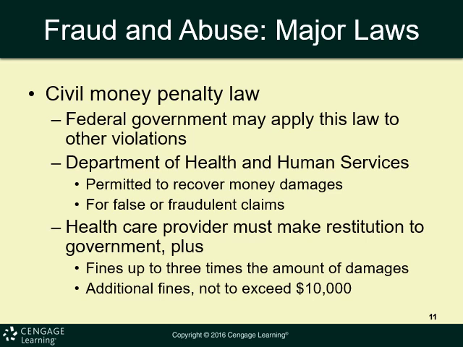First, the federal government may apply the civil money penalty law to a violation. Under this statute, the Department of Health and Human Services is permitted to recover money damages for false or fraudulent claims. The healthcare provider would then be responsible to make restitution to the government for the fraud at issue and could also be fined up to 3 times the amount of damages plus an additional fine not to exceed $10,000.